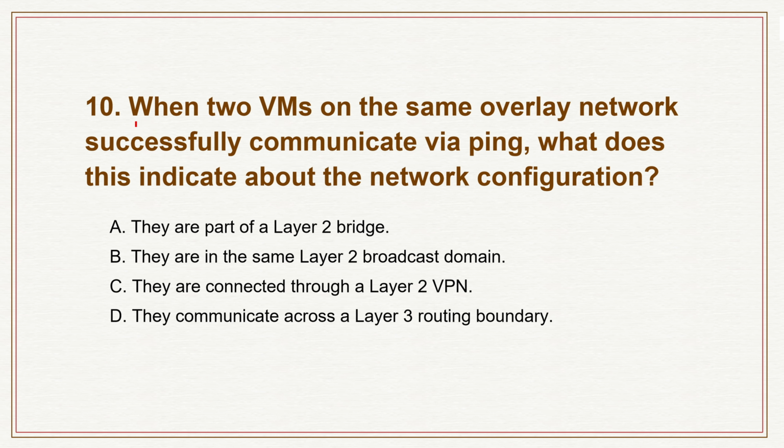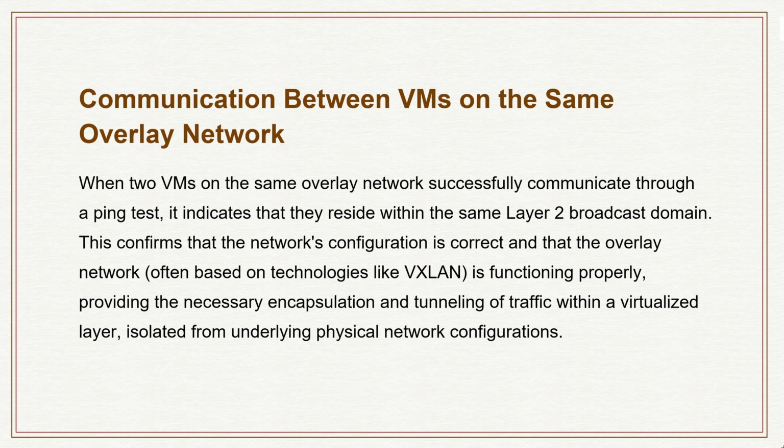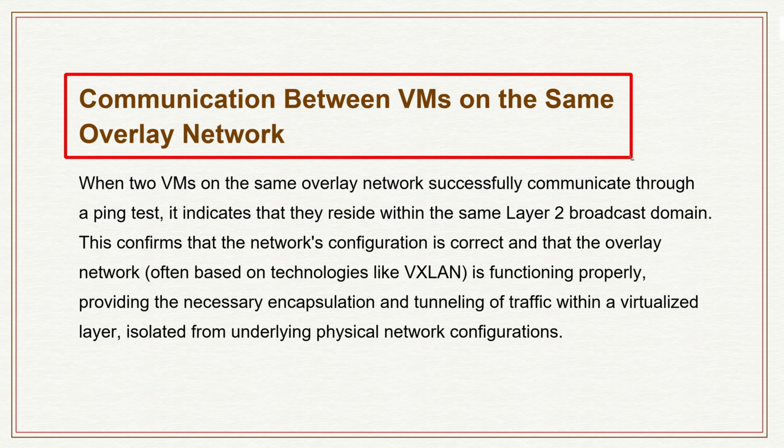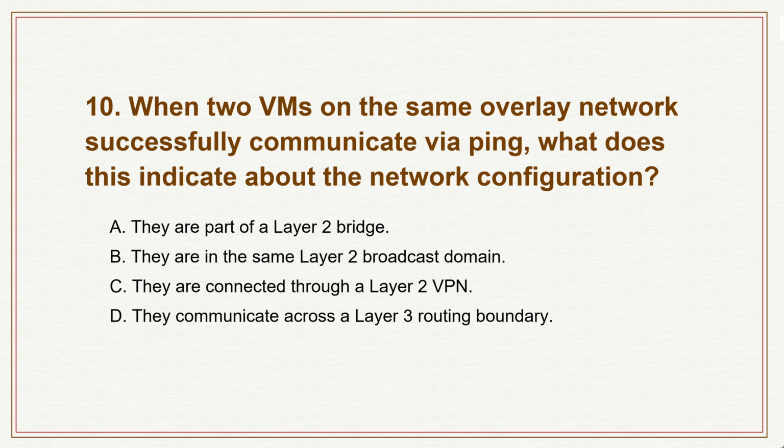Question 10. When two VMs on the same overlay network successfully communicate via ping, what does this indicate about the network configuration? The knowledge points of this question are: communication between VMs on the same overlay network. If two VMs on the same overlay network can ping each other, it means they're correctly set up in the same virtual network space, allowing for seamless communication as if they were physically connected.